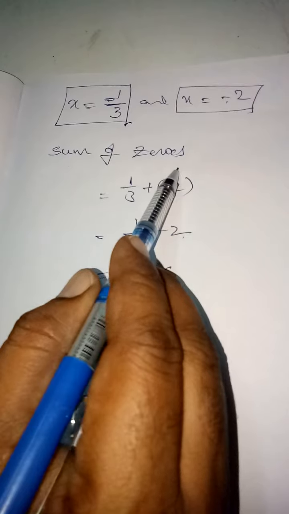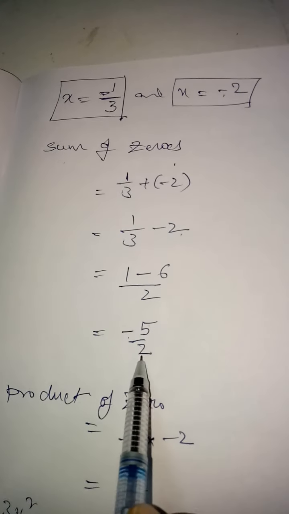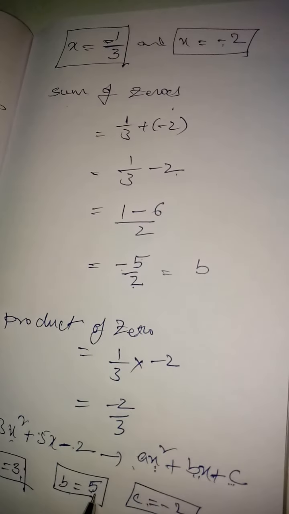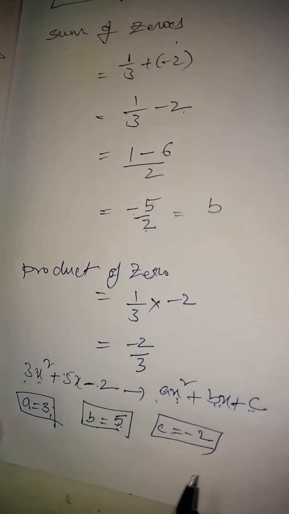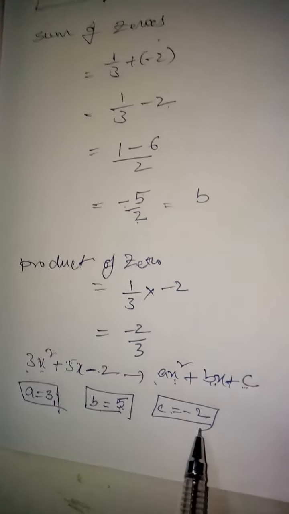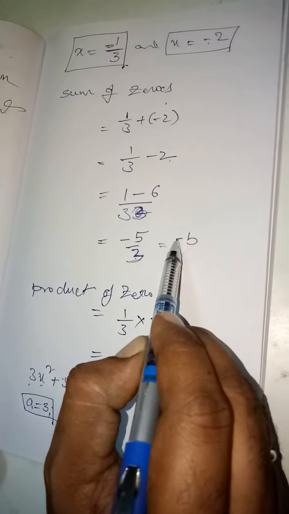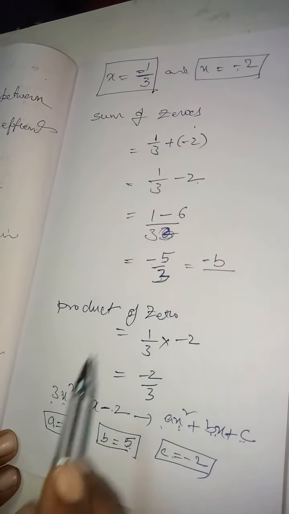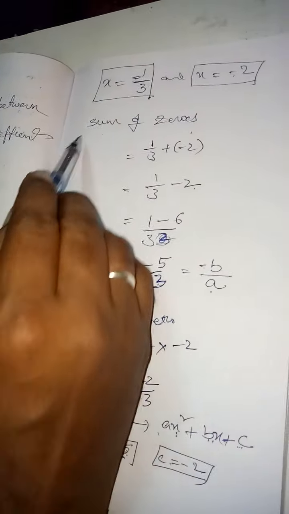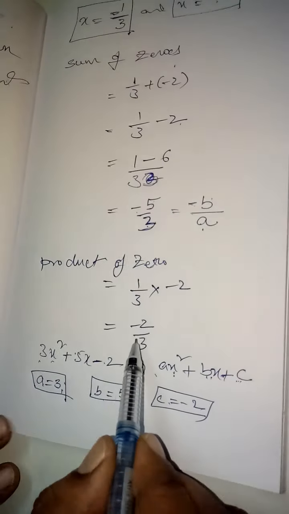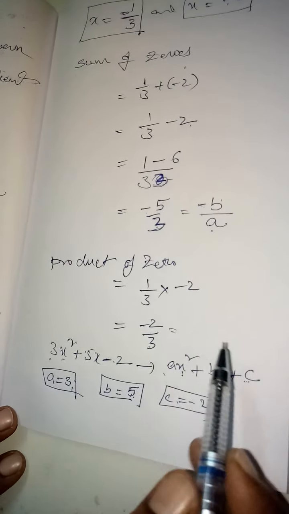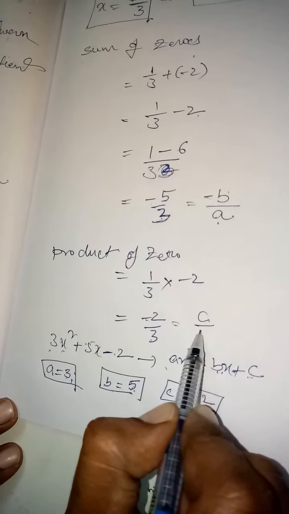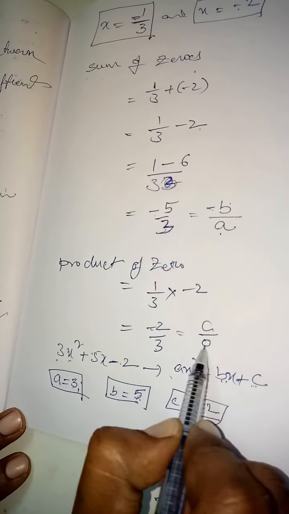Now the sum of zeros is minus 5 by 2, I got. What is 5 here? Here 5 is b, and 3 is nothing but a. So the sum of zeros is minus b by a, and the product of zeros is minus 2 by 3. Here what is minus 2? Minus 2 is nothing but c. What is a? 3, so c by a.